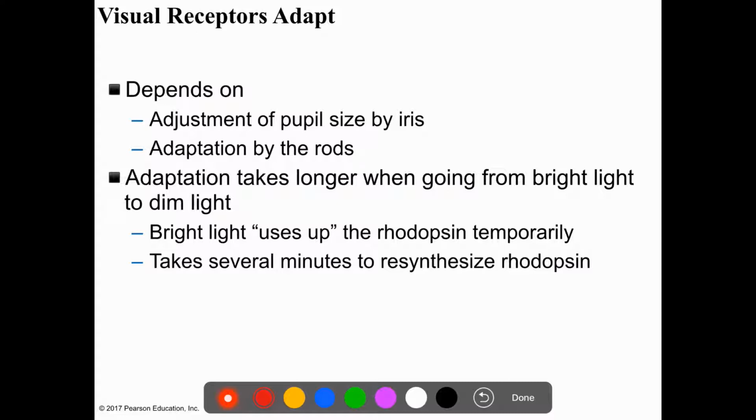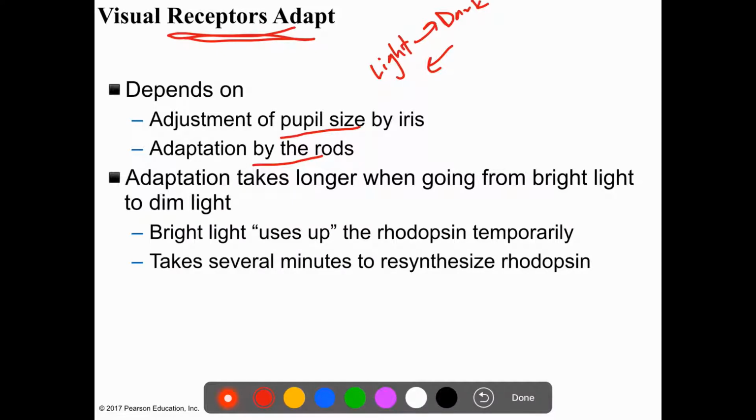Now, visual receptor adaptation depends on the adjustment of the pupil size by the iris and the adaptation of rods. What we are talking about is how we see if we move from light to dark, or the other way around, from dark to light. So these are called visual receptor adaptation.